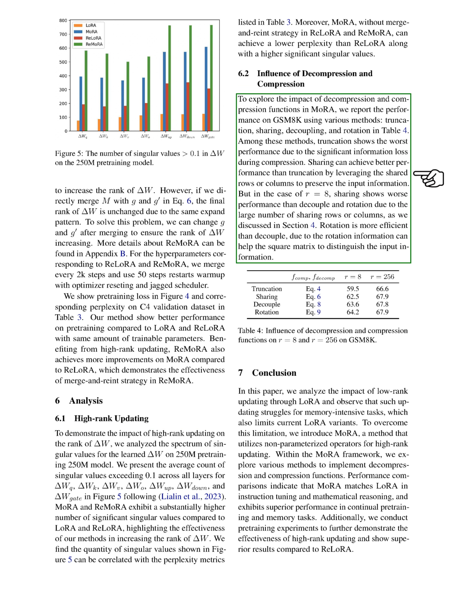We compared different methods such as truncation, sharing, decoupling, and rotation. Truncation resulted in the worst performance due to information loss, while sharing showed better performance by preserving input information through shared rows or columns. Rotation was found to be more efficient than decoupling as it helped the square matrix distinguish input information effectively.